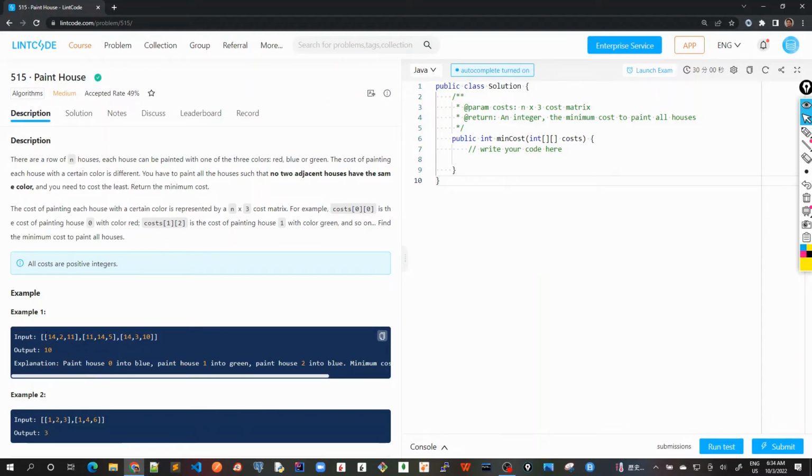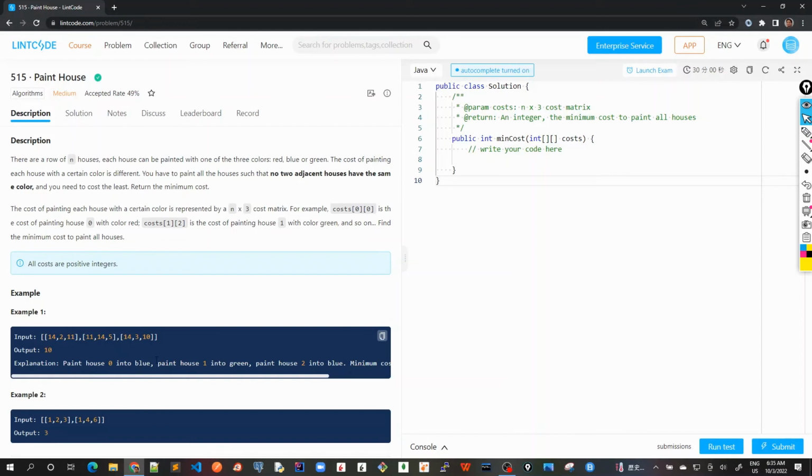So it means that we paint the first house with 2, which is blue, right? So the cost for painting it with blue is 2. Now the second house, we cannot paint it with blue, but we can paint it with red, the first one, or the green one. And in the green, we can see that this is the minimum cost of 5. So the first house is blue, which gives me a cost of 2, and then the second house painted with green gives me a cost of 5.